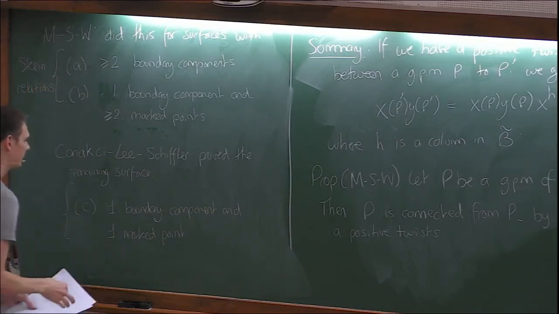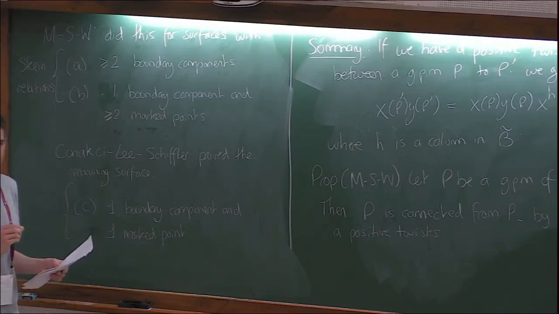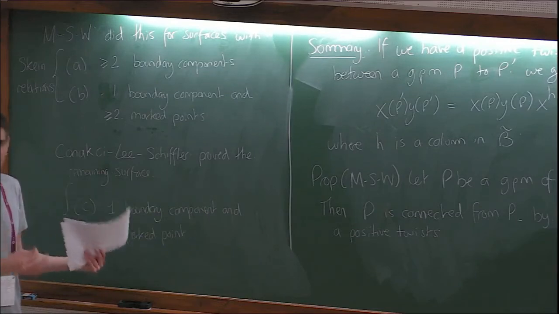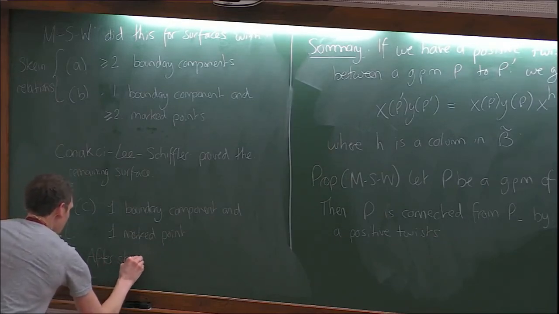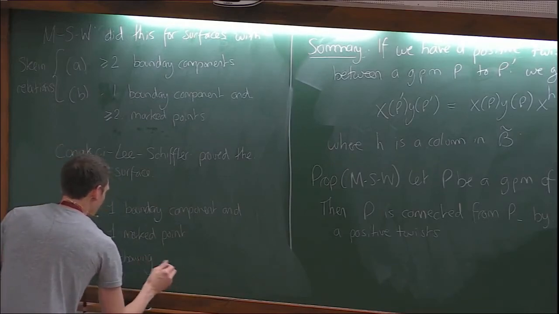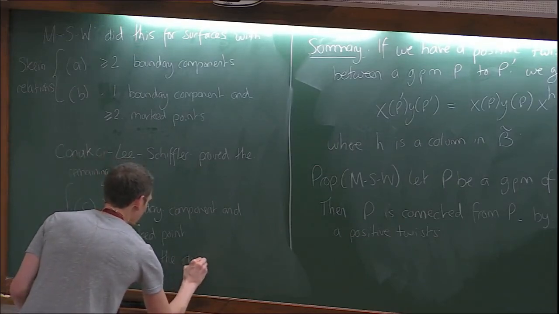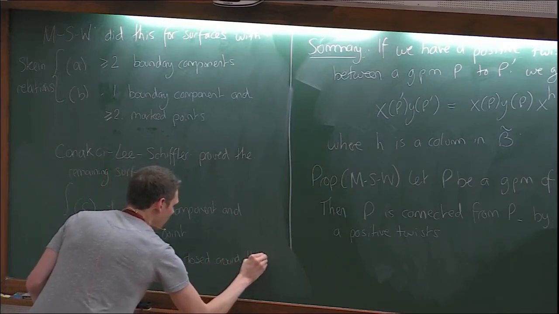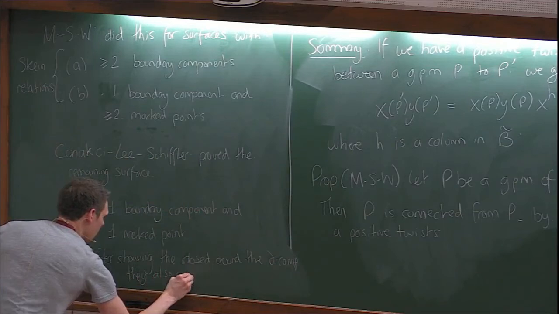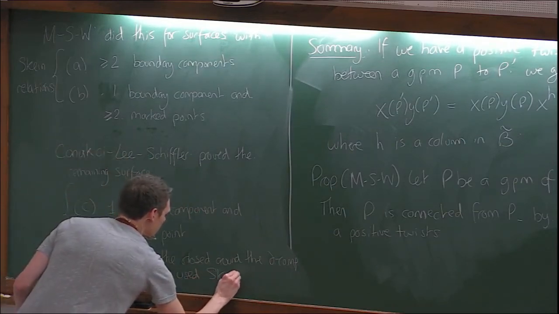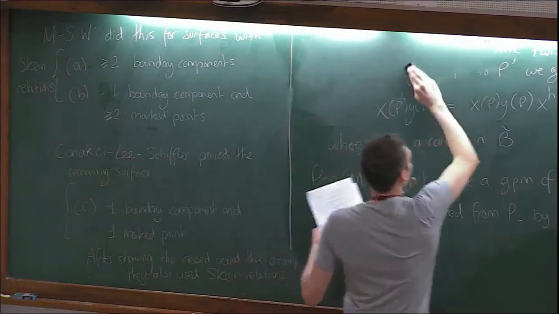And for C, the key part was showing that the closed curve around the boundary component is in the cluster algebra, and then from there they were able to prove it using the skew relations. So I should say, after showing the closed curve around the boundary component, they also used skew relations. Okay, so let's just run through A to give you an idea of how this is achieved.